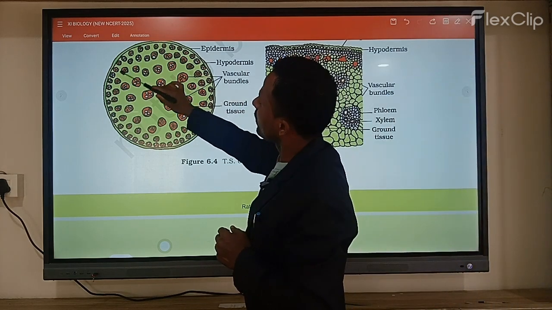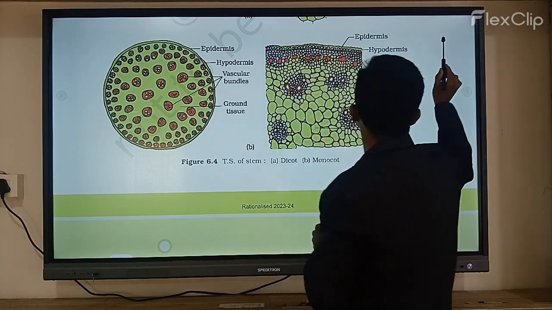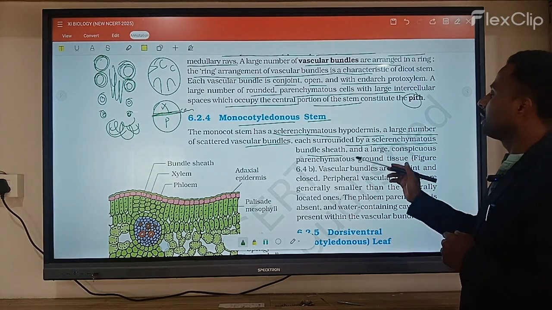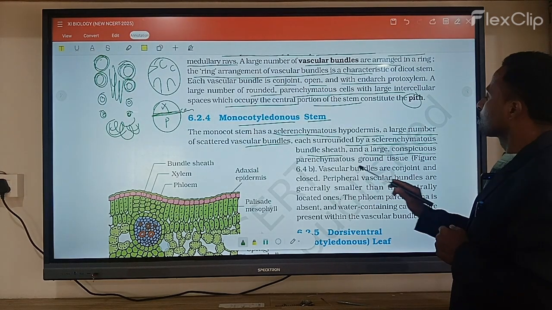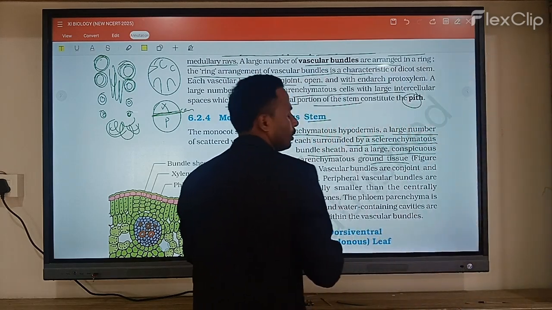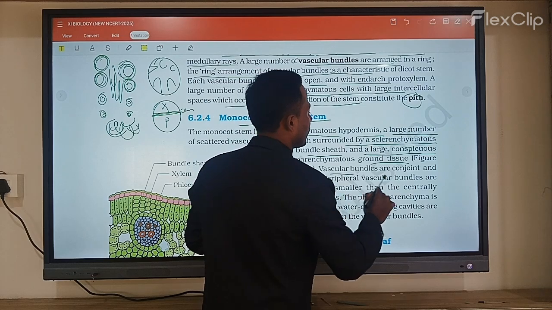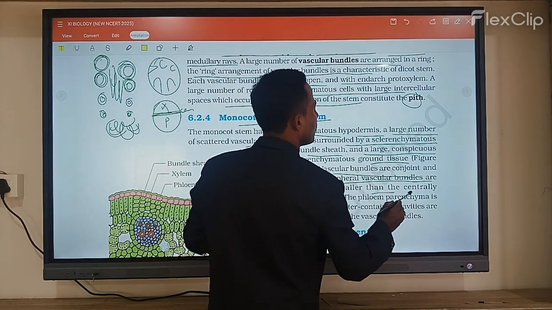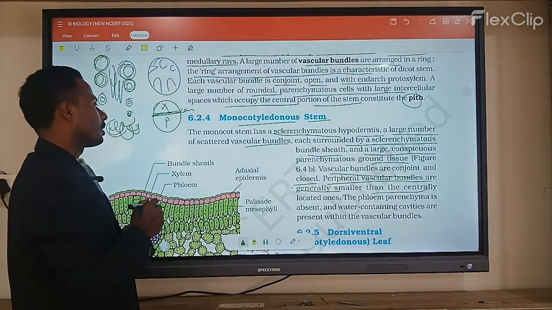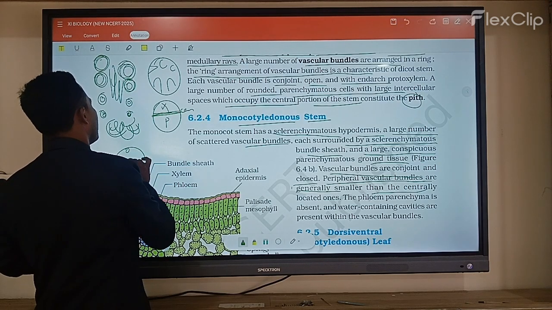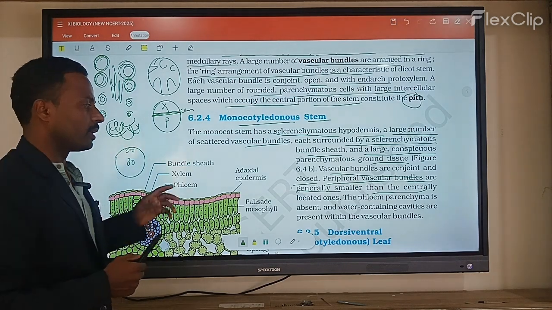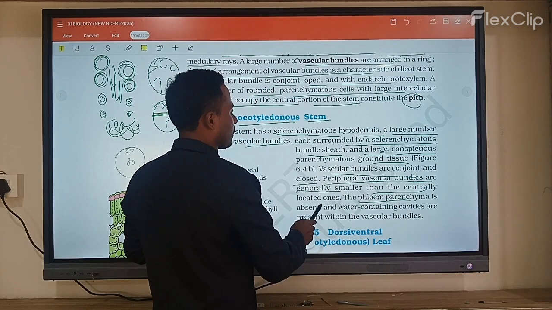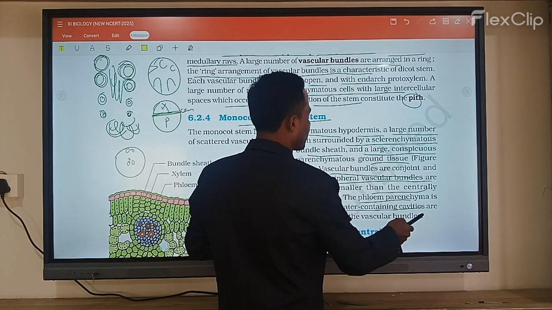See, in the corners a greater number of vascular bundles are present compared to the middle of the stem. A sclerenchymatous bundle sheath is also present, so each vascular bundle is covered with a bundle sheath. A large amount of conspicuous parenchymatous ground tissue is also present. The vascular bundles are conjoined and closed, and the peripheral vascular bundles are generally smaller than the centrally located ones. So the corner vascular bundles are many and the central ones are fewer compared to other stems. Here the phloem parenchyma is completely absent, and water-containing cavities are present within the vascular bundles.